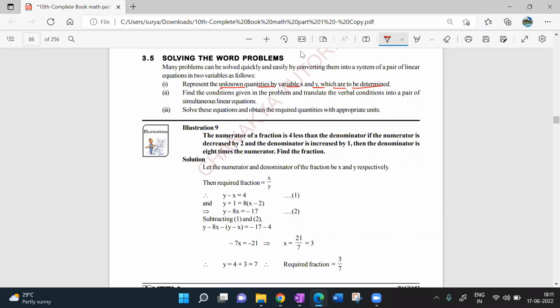Represent unknown quantities by variables x and y, which are to be determined. Find the conditions given in the problem and translate the verbal conditions into a pair of simultaneous linear equations. Solve these equations and obtain the required quantities with appropriate units. So basically, this is the basic idea we have to keep in mind when you solve word problems.